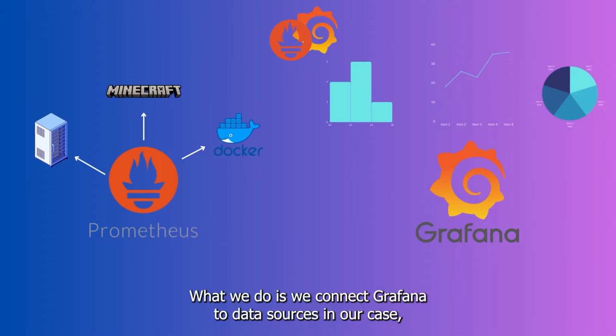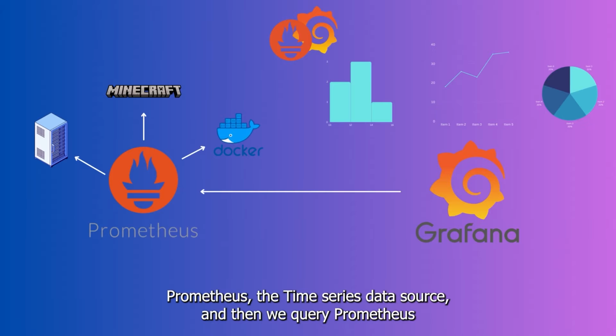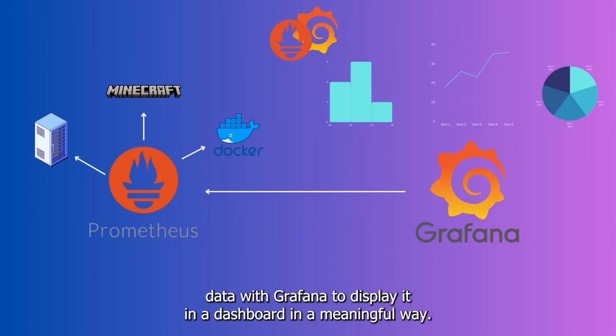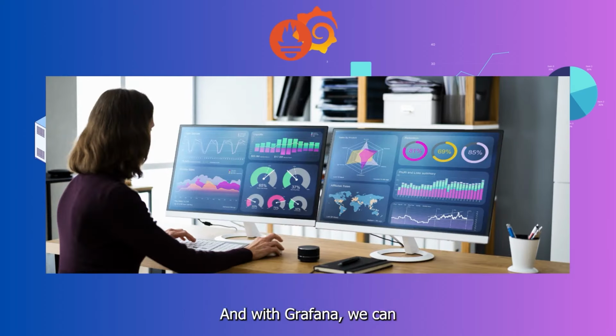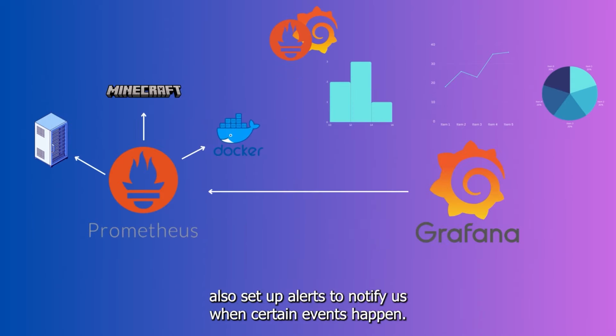What we do is we connect Grafana to data sources, in our case, Prometheus, the time series data source, and then we query Prometheus's data with Grafana to display it in a dashboard in a meaningful way. And with Grafana, we can also set up alerts to notify us when certain events happen.